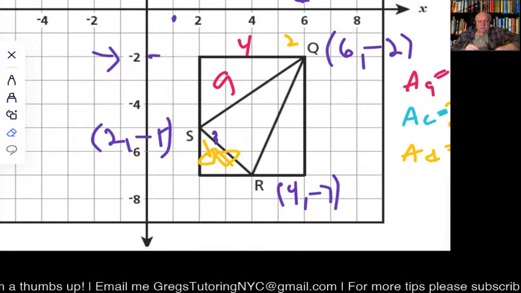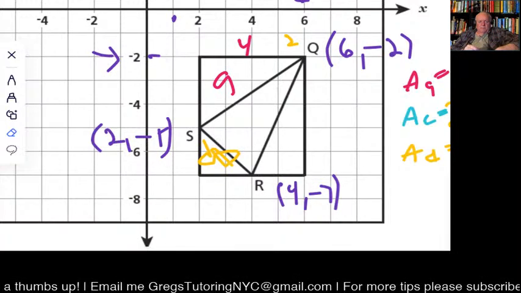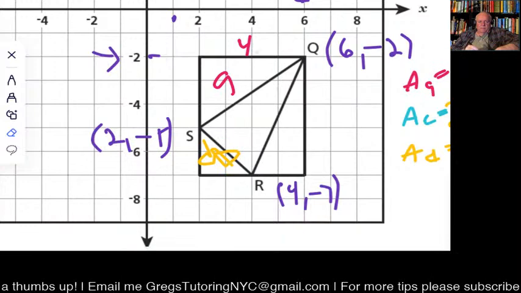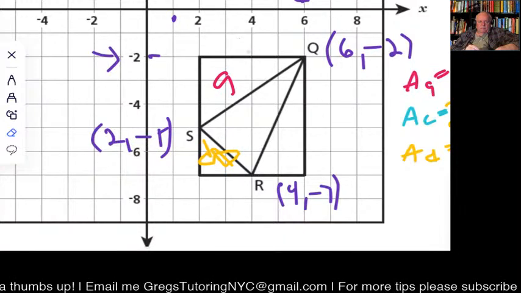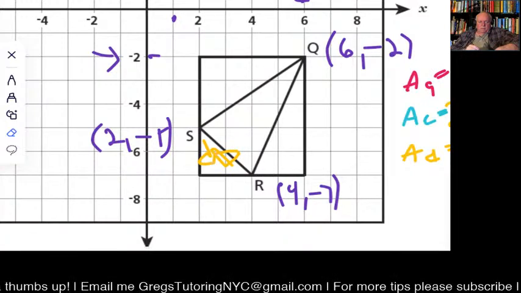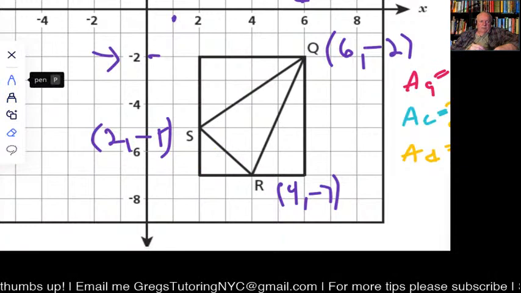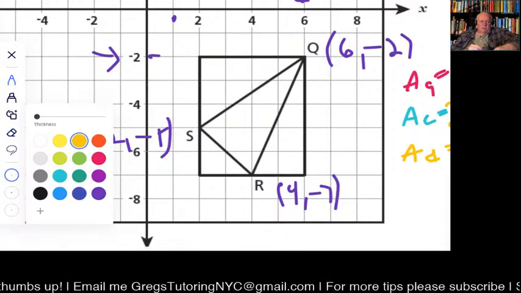Why is it not erasing that? Okay, there we go. Okay, let's get a darker pen or whatever again.